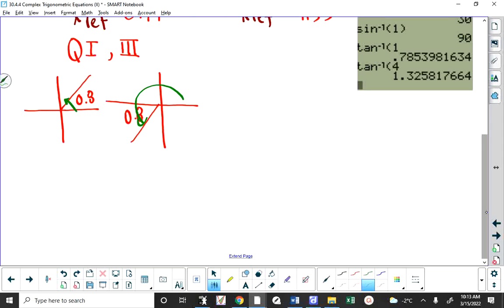So here, well, we switched it to theta, so I'll go theta equals 0.79. And theta equals, this theta will be pi plus 0.79. Does that work out to 3.93? Pi plus 0.79.